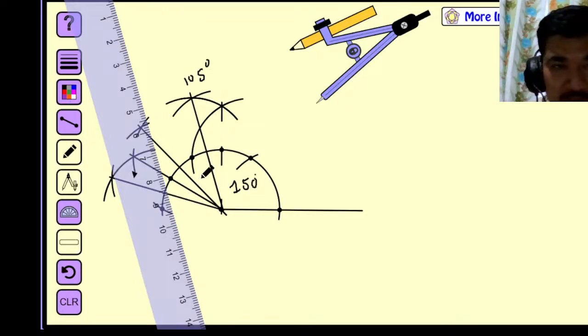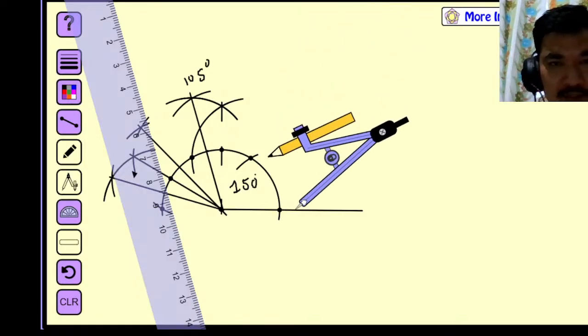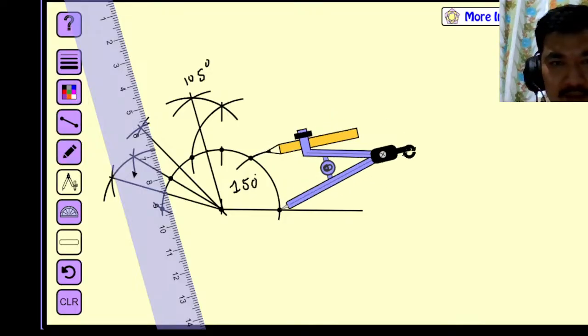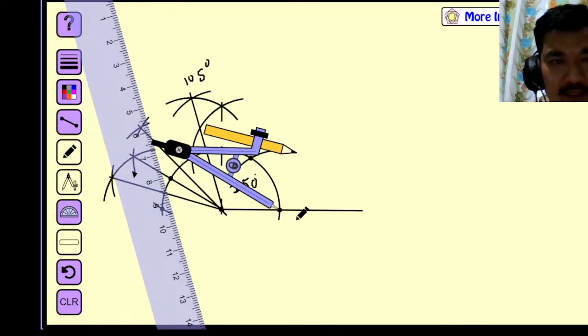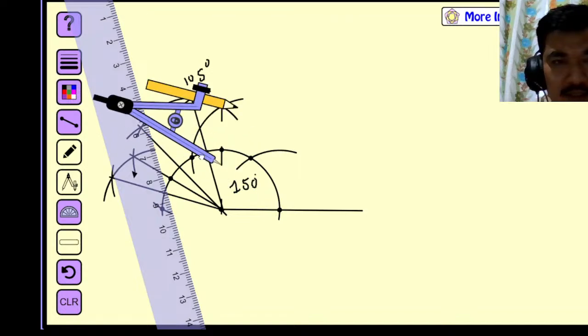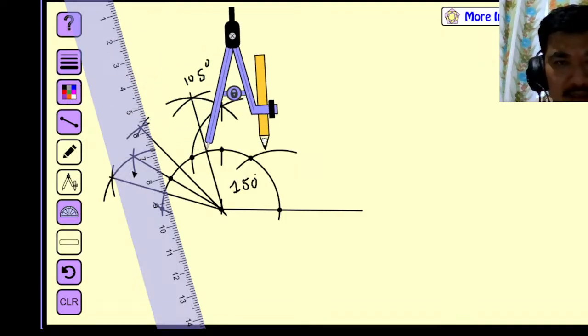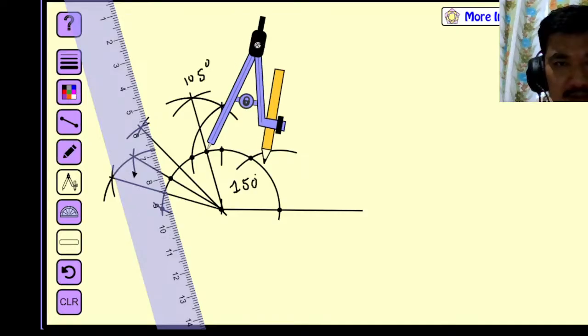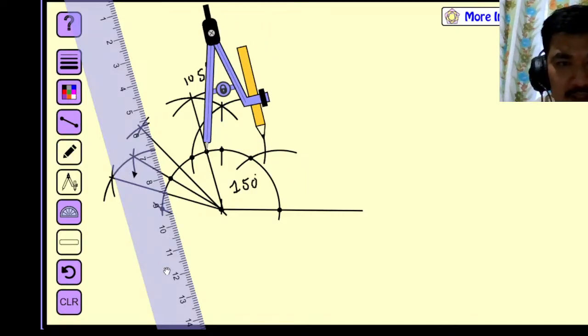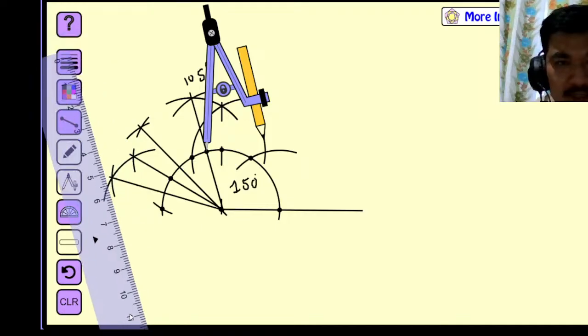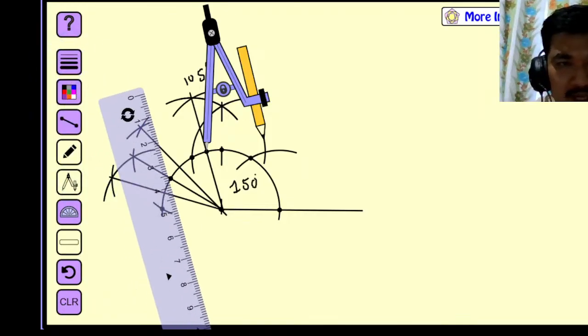Okay, children, if you want to bisect 105, then we have to cut from this 105 and 0. We can check it also. Look, cut from 0 degree this side, like this. Now this is the main arc point for 105 degree, put there at this 105 degree and cut this arc, like this. This cutting point is the midpoint, half of the 105.